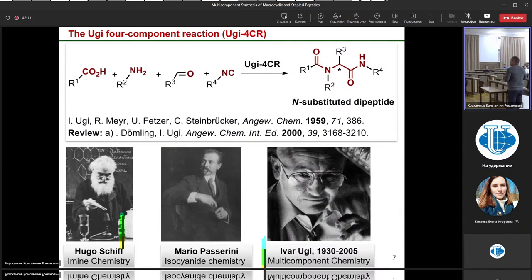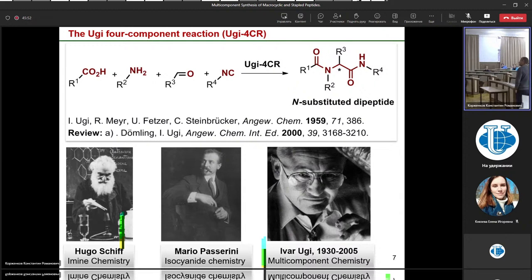in a conference in 2004, one year before he died, that he got inspired by the chemistry of the Schiff base, the imine chemistry developed in Florence by Ugo Schiff, together with the chemistry of Mario Passerini, also developed in Florence in the late 19th century and described at the beginning of the 20th century in the Passerini three-component reaction. So the Ugi four-component chemistry is actually a mixture of the chemistry of these two scientists, a condensation reaction with the carboxylic acid and the isocyanide, forming this dipeptide with one N-substituted amide here.